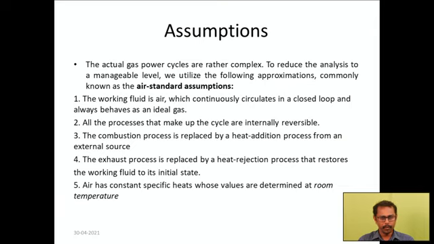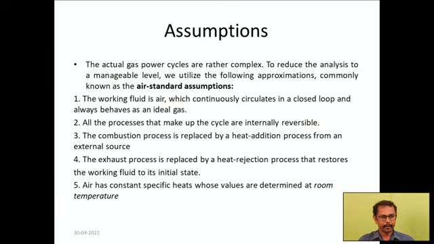Here we are not doing any actual combustion, like in engines. For the feasibility of the analysis, the heat addition process can be done by some external source. The exhaust process is replaced by a heat rejection process that restores the working fluid to its initial state, so that the process will be recycled.